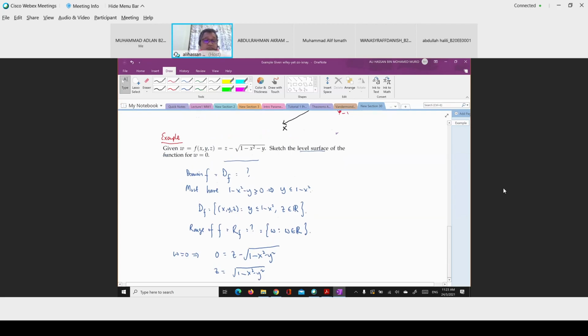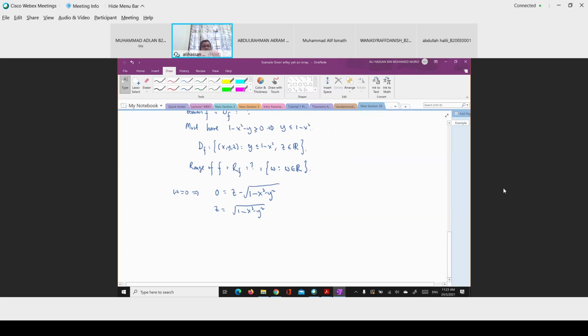Okay, what is the graph of this equation here? This must certainly be greater than or equal to 0, right? Because of the square root, z can only take values greater than or equal to 0.